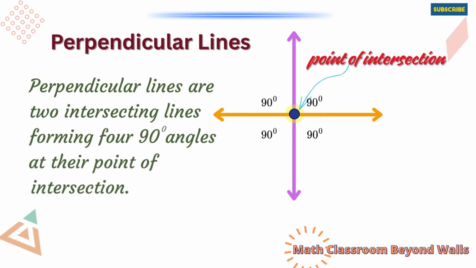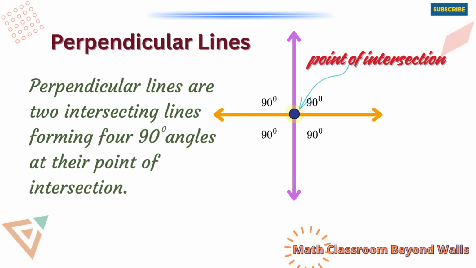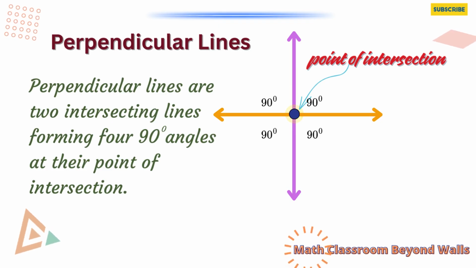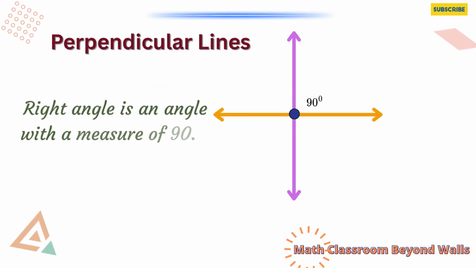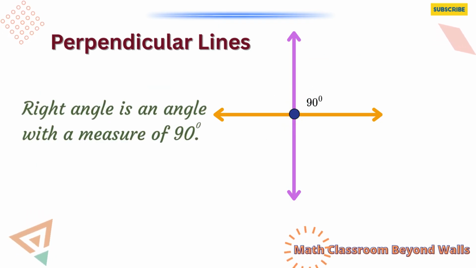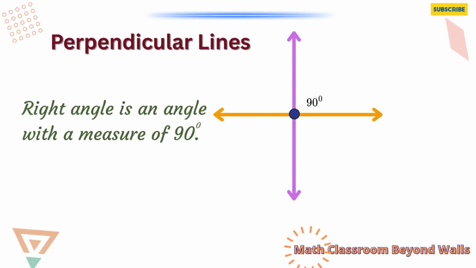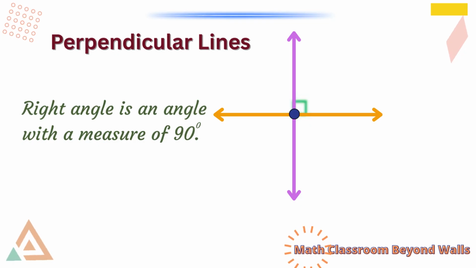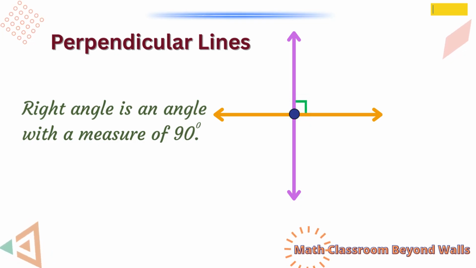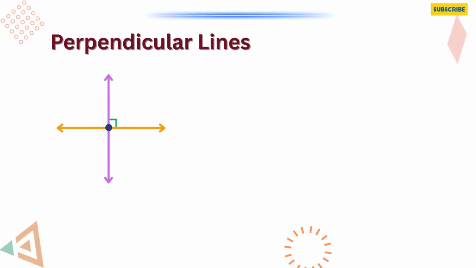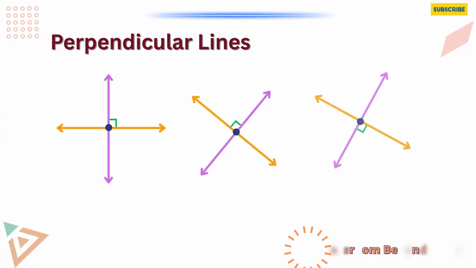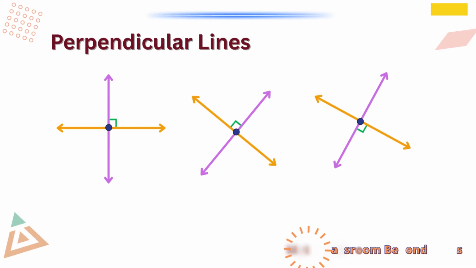So, perpendicular lines are two intersecting lines forming four 90-degree angles at their point of intersection. An angle with a measure of 90 degrees is called a right angle. This measure is usually represented with a box to indicate the angle measure of 90 degrees. Whatever their position is, as long as the box is there, the lines are perpendicular.